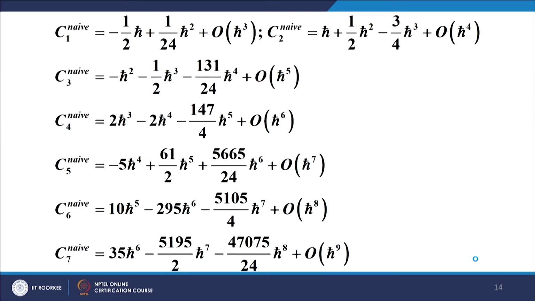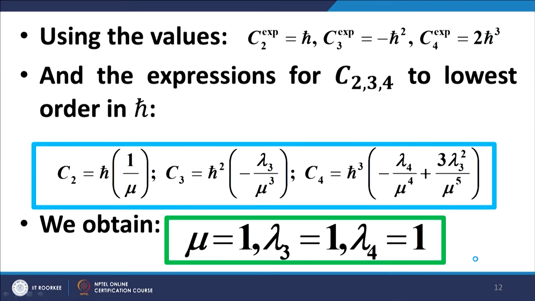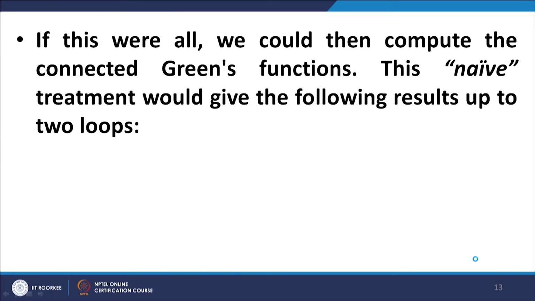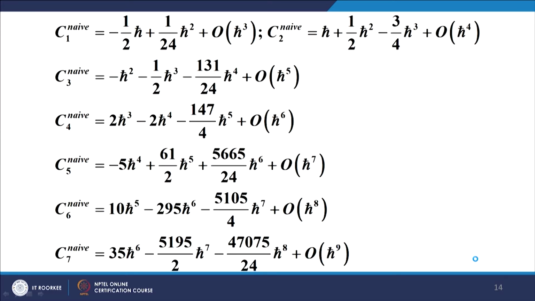In other words, the values given in the green box are one loop perturbation values, and if we use these values and work out the connected functions at two loop levels, we get these results. Now, it is very clear from these results that the values of C 2, C 3 and C 4 given on this slide do not coincide with the values that were observed experimentally.